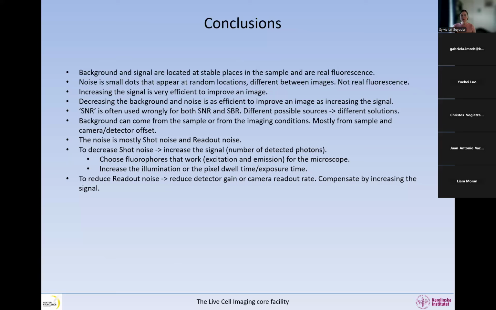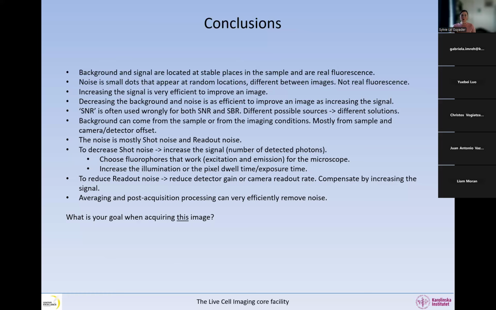And to reduce the readout noise, all you need to do is reduce the gain on the detector or reduce the readout rate on the camera-based system. And then you have to compensate by increasing, for example, the illumination power. Averaging and post-acquisition processing are very efficient ways to remove noise as well. So there are denoising algorithms that you can use after acquisition.